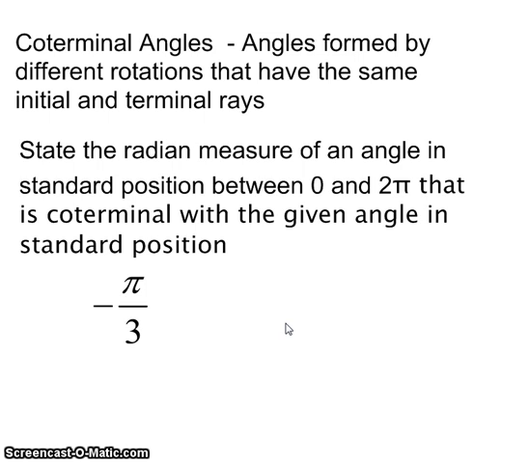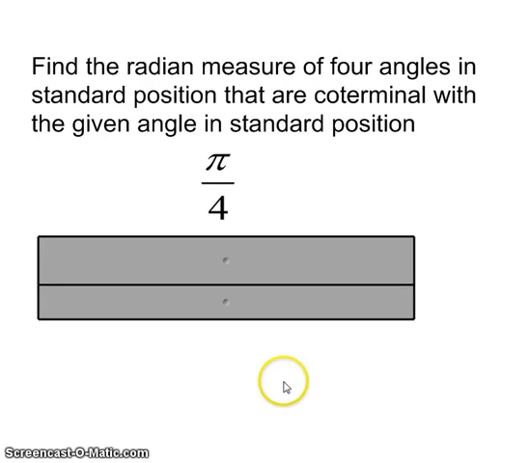Today we're not going to be restricted by having them between 0 and 2 pi. The directions for today's problems are to find 4 angles in standard position that are coterminal with the given angle. And so you know that there are infinitely many angles that are coterminal with pi over 4. And we're not asked to find all of them, only 4 of them. And so we want to find some small ones so that we make our job easier.